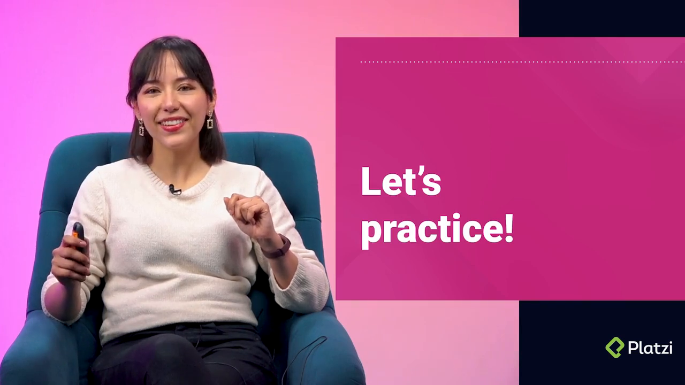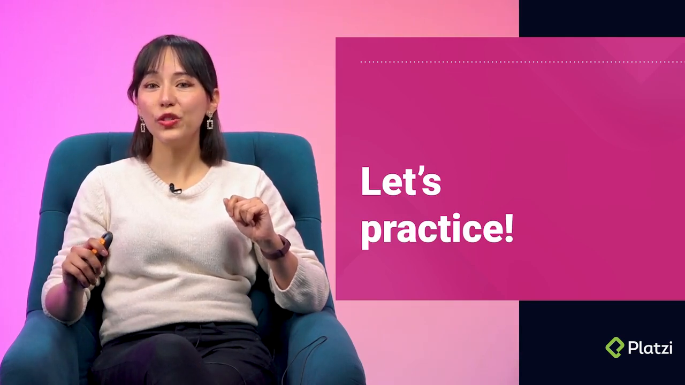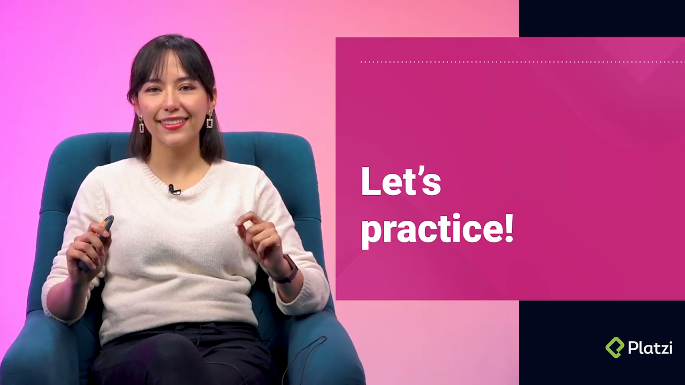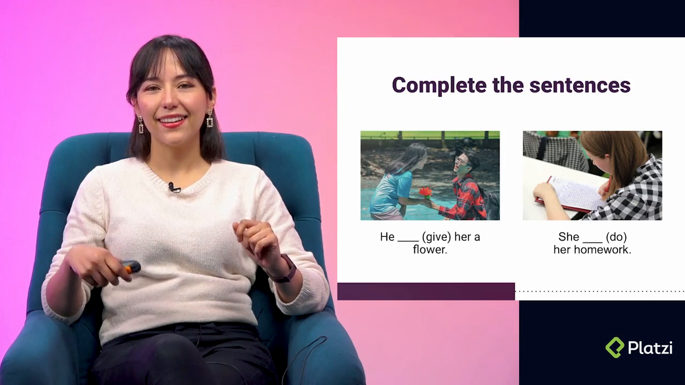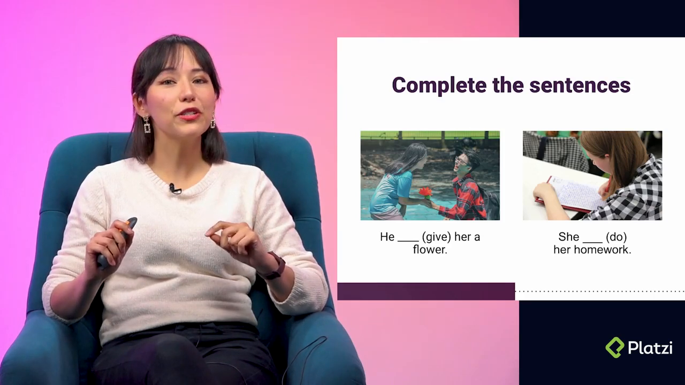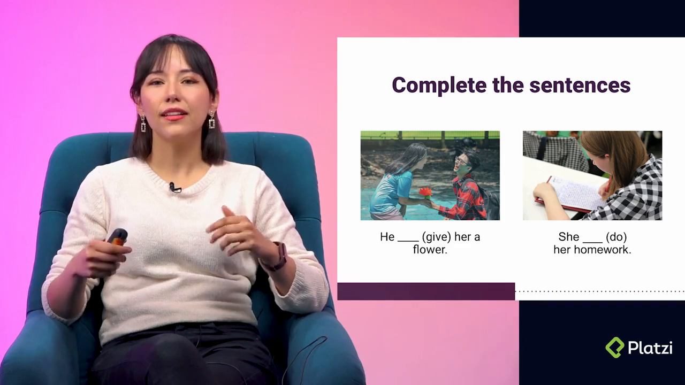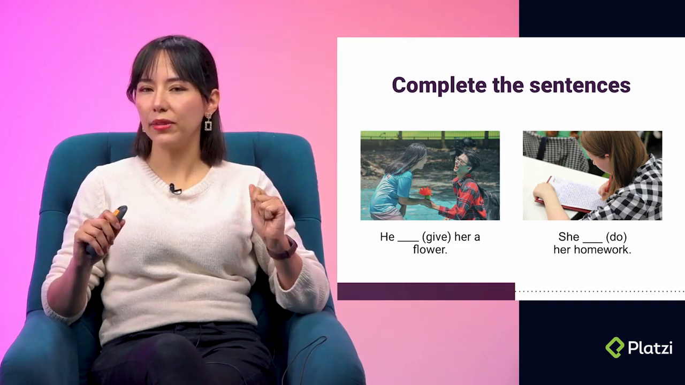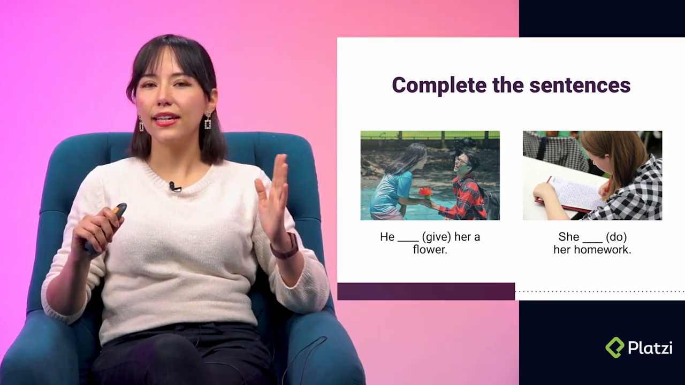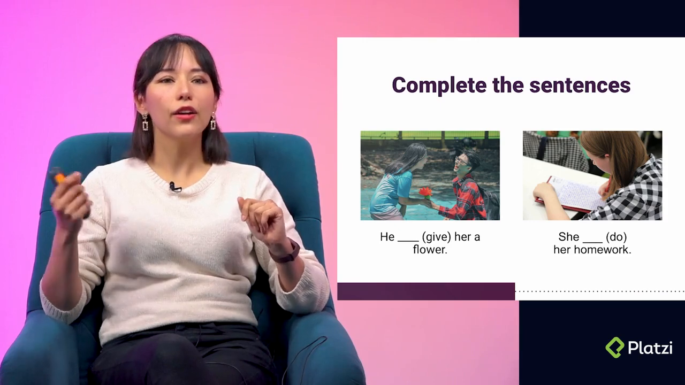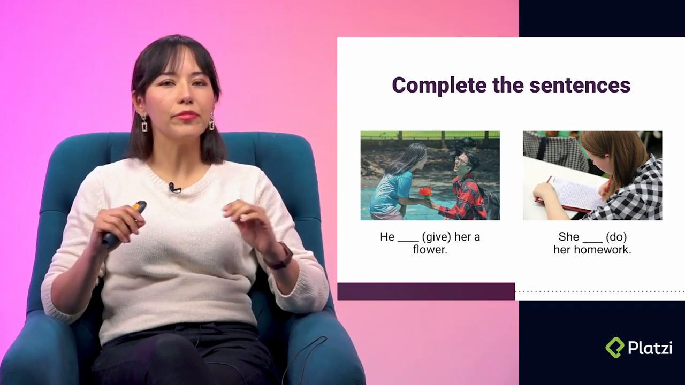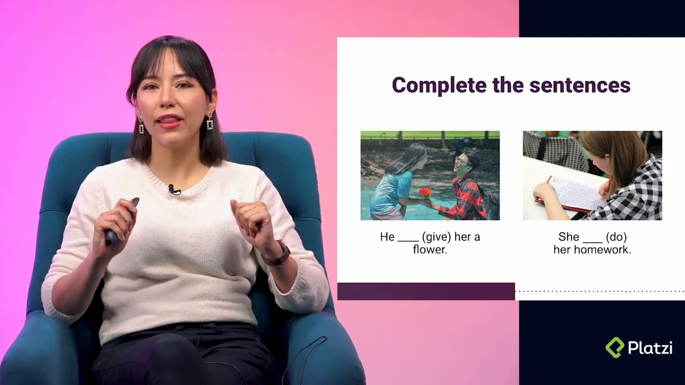So, let's go ahead and check how to use irregular verbs to talk about the past. Complete the next 2 sentences. In the first picture, we can see that this man is doing something, but it happened in the past. So, we can say he blank her a flower. What did he do? He blank her a flower.